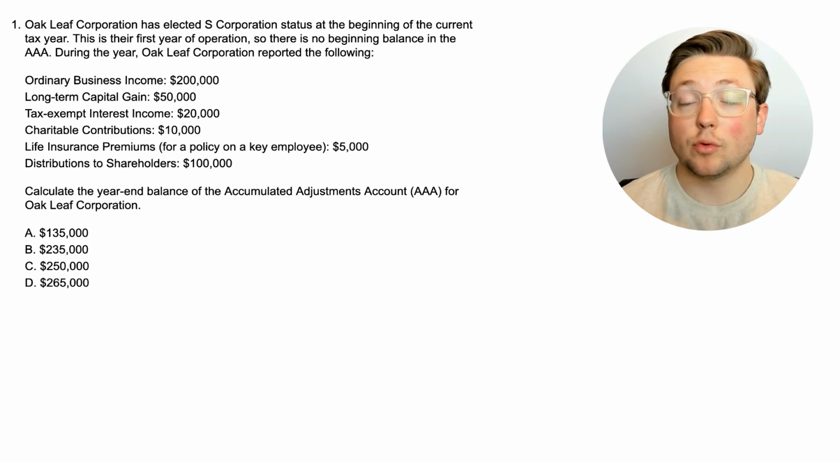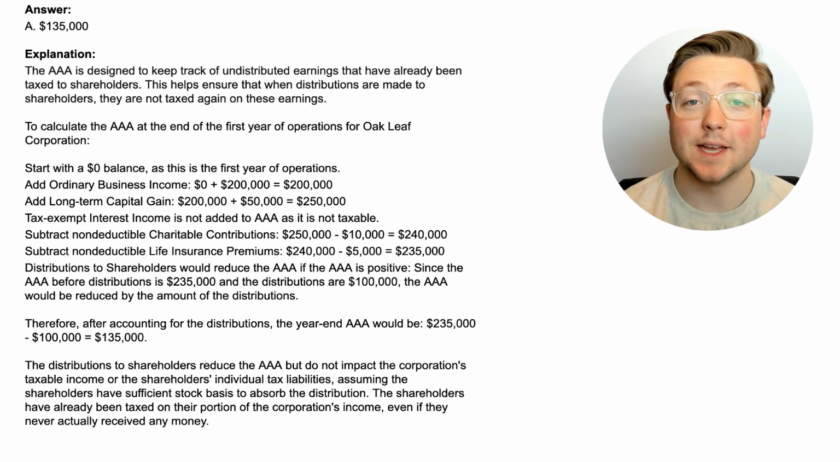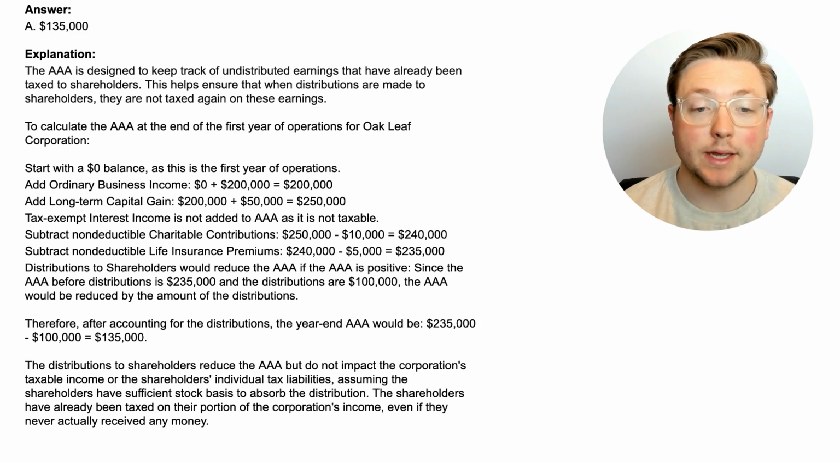All right, if you don't really know what the AAA is or you don't really understand it, that's okay. That's why we're here. Let's go straight into the answer to start learning how this works. Okay, and the answer is $135,000. Let's learn about this. The AAA is designed to keep track of undistributed earnings that have already been taxed to shareholders. This helps ensure that when distributions are made to shareholders, they are not taxed again on these earnings.